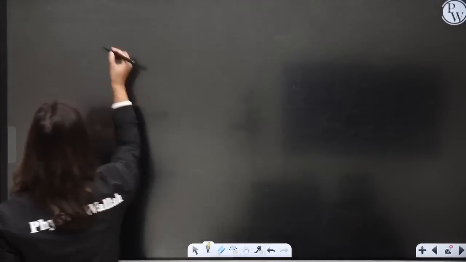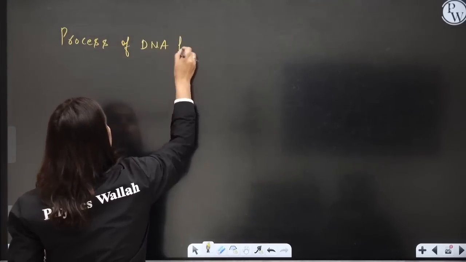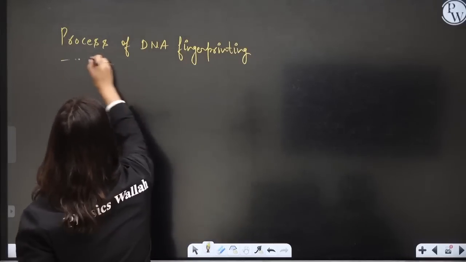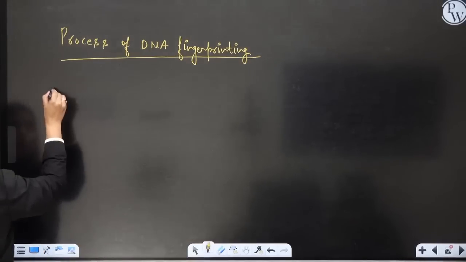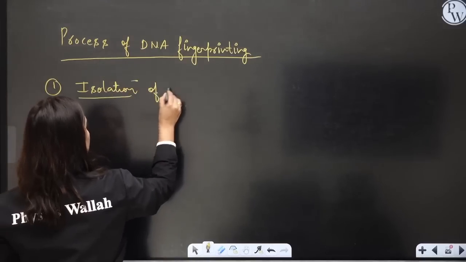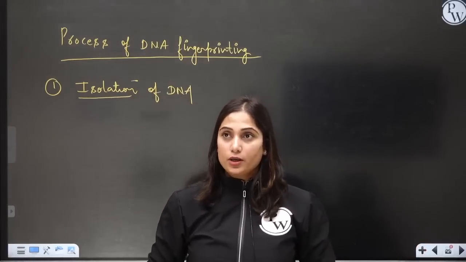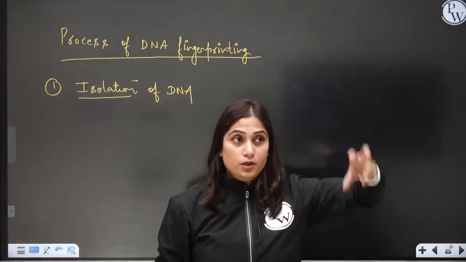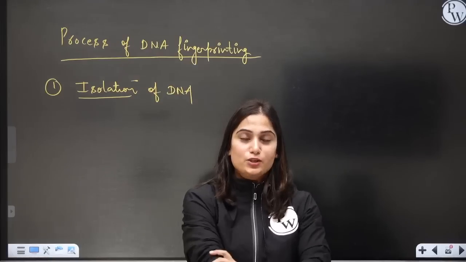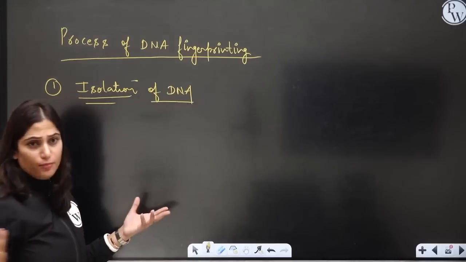Now let's discuss the process of DNA fingerprinting. First of all, we'll have to isolate the DNA. Suppose we have reached some crime spot. Suppose Daya has reached the crime spot and he has taken a hair follicle from there, and now we have to know who the criminal is. So first of all, we'll isolate the DNA from that hair follicle. The first step is the isolation of DNA with the help of several enzymes.